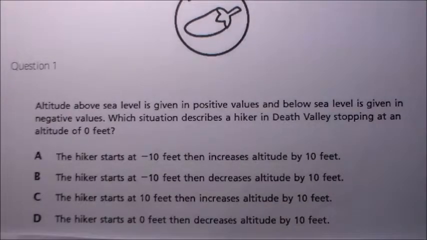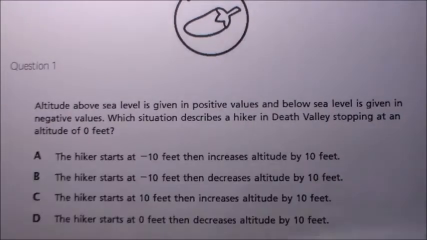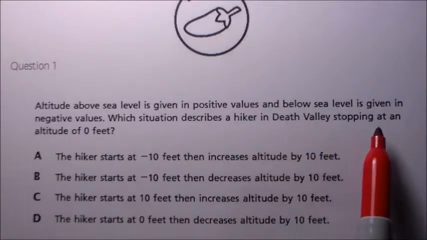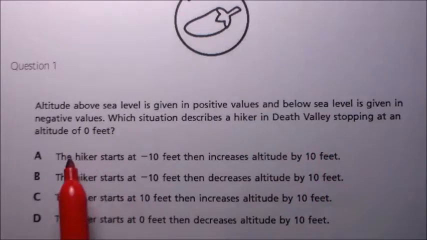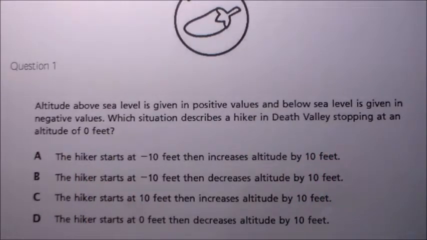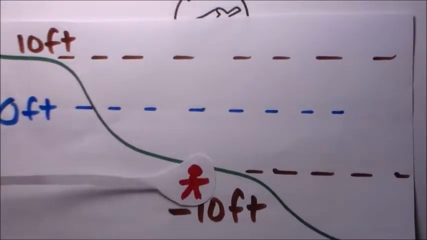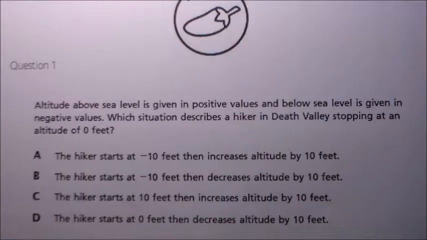So let's say, what's the actual question again? Which situation describes a hiker in Death Valley stopping at an altitude of 0 feet? Okay, so let's work from the bottom up. D, the hiker starts at 0 feet, then decreases his altitude by 10 feet. So start at 0, decrease your altitude by 10 feet, you end up at negative 10. That's not 0, that's not right.